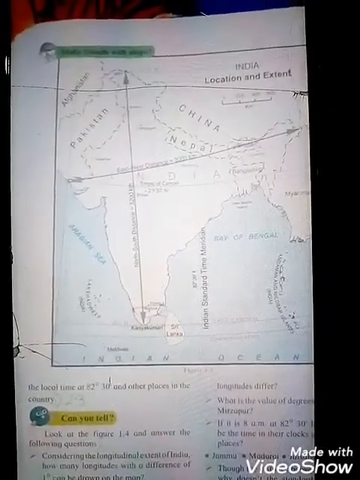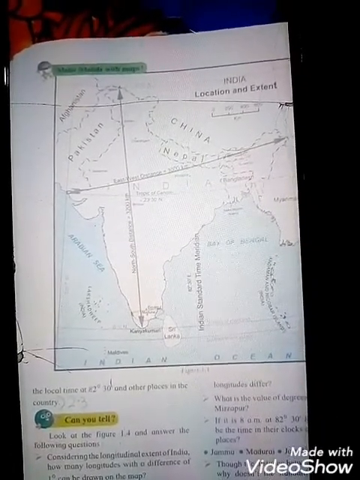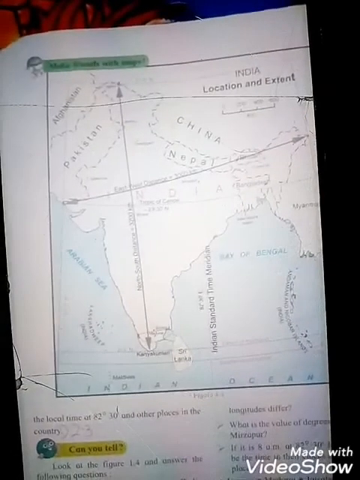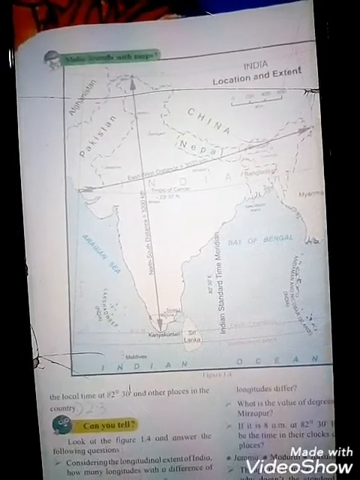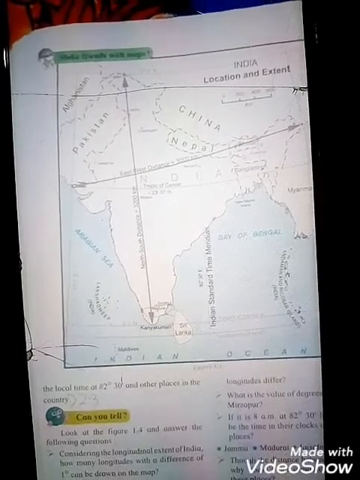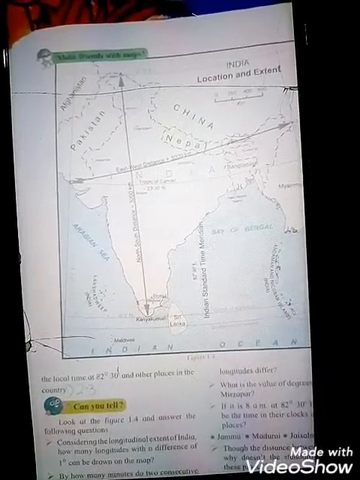See, students, the Indian Standard Time meridian, 82 degree 30 minutes east. Can you see here? And afterwards, see the Indian Ocean, Arabian Sea, Bay of Bengal, Tropic of Cancer. You have to study this map, and based on that map some questions are given here, about the local time at 82 degree east and other places in the country. I will also solve them with you, so pay attention.